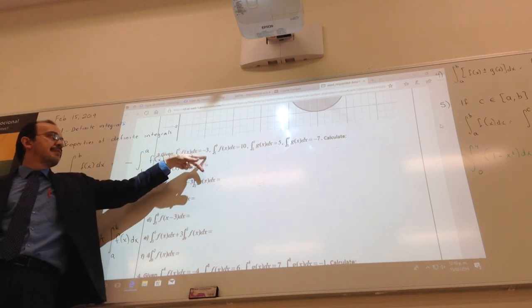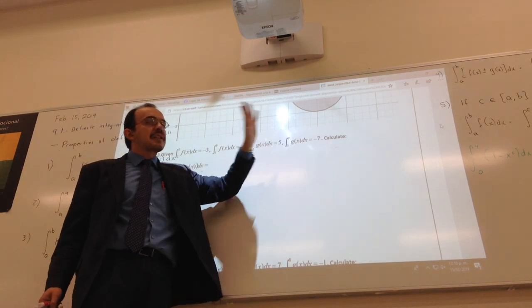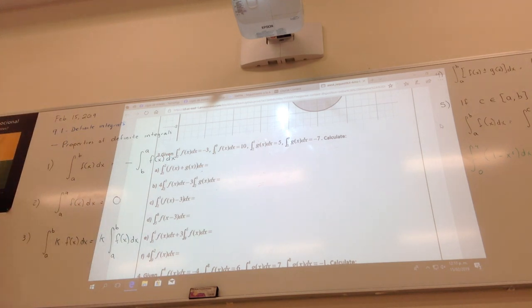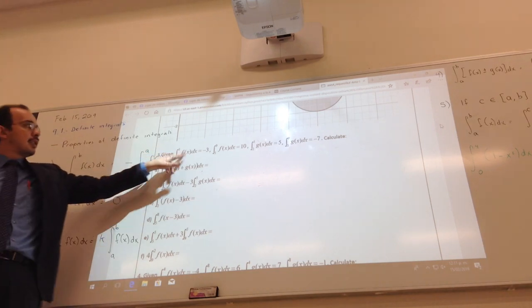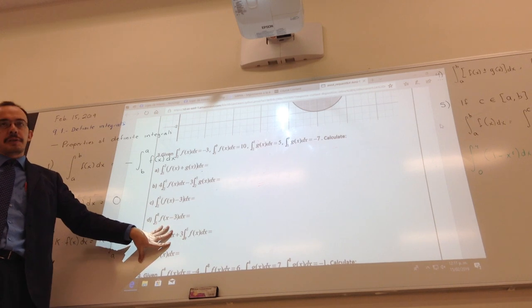For this one, the answer is minus 3. For this one, the answer is 10. For this one, the answer is 5. For this one, the answer is minus 7. Okay? We don't know the functions. We don't care about the function. The idea is to apply the properties and that information that I have to solve these expressions.